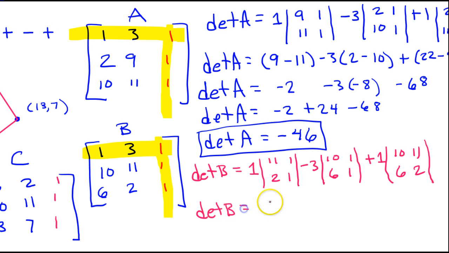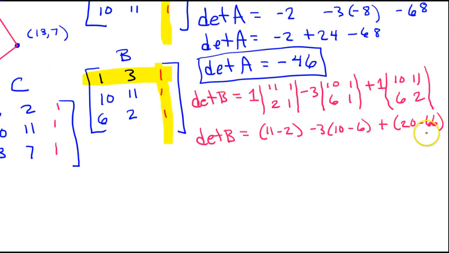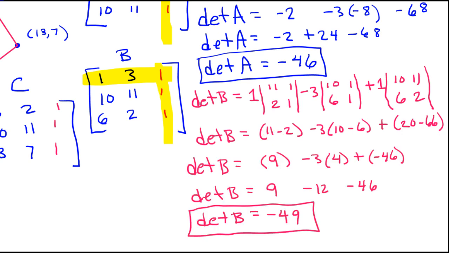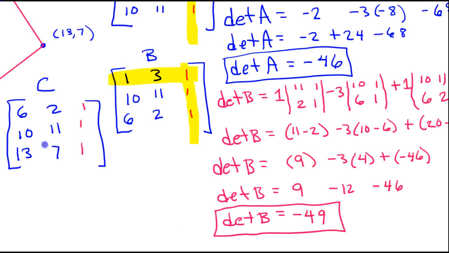Okay, so the determinant of B, the 1's not going to do anything, but down diagonal minus up diagonal. All right, the 1's not doing anything, so down diagonal is 20 minus the up diagonal, which is 66. I will calculate the rest of this off camera. Okay, so here are the rest of the calculations, and I found that the determinant of matrix B is negative 49.